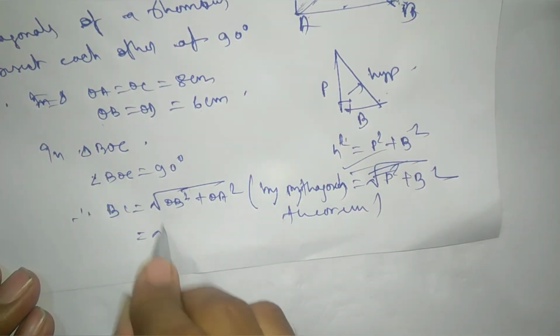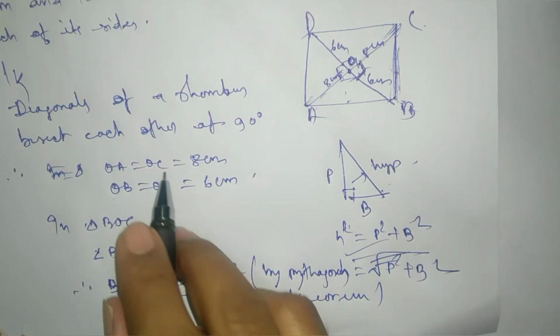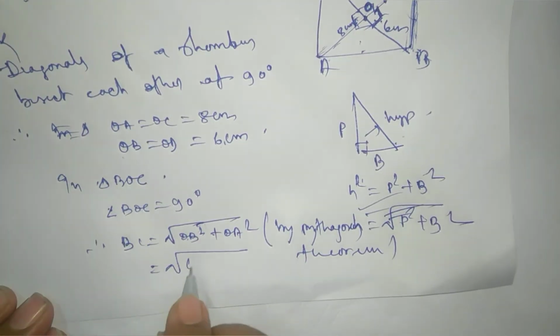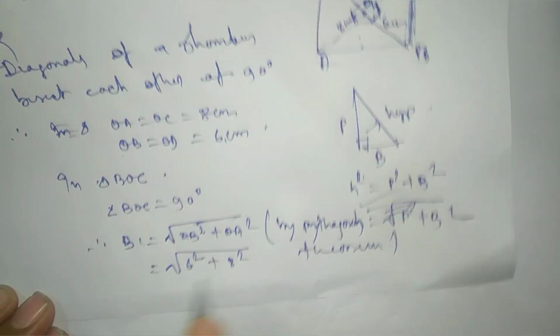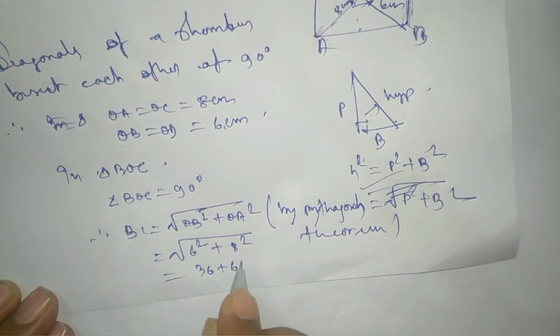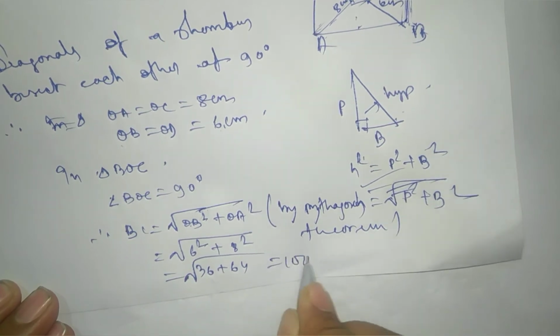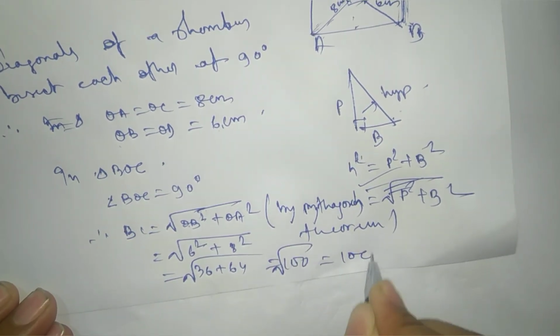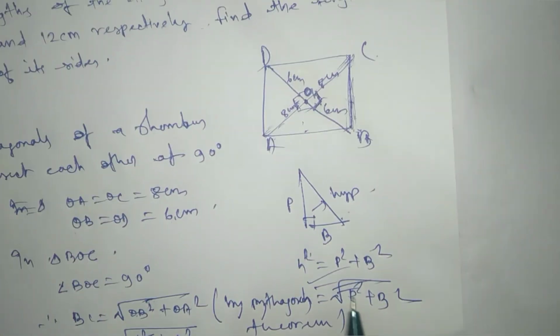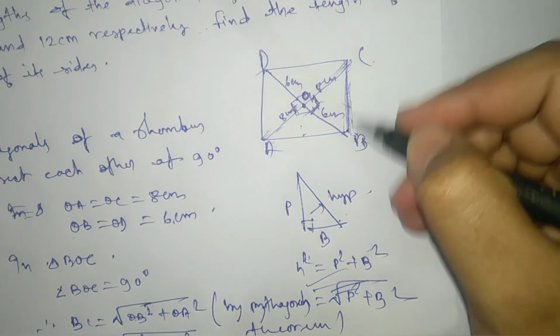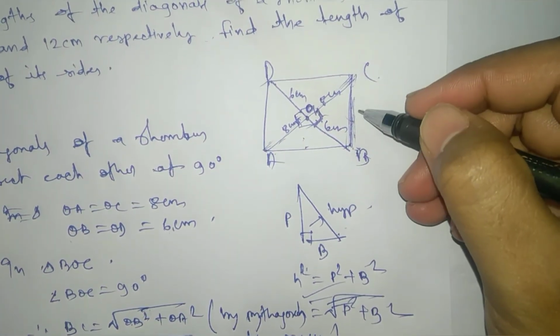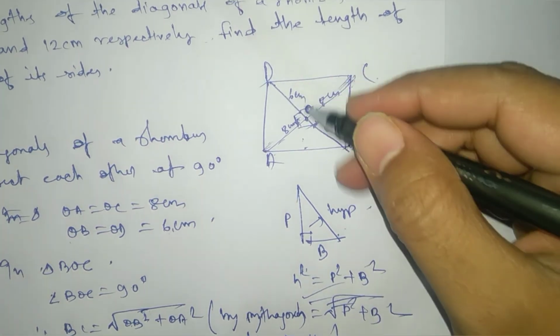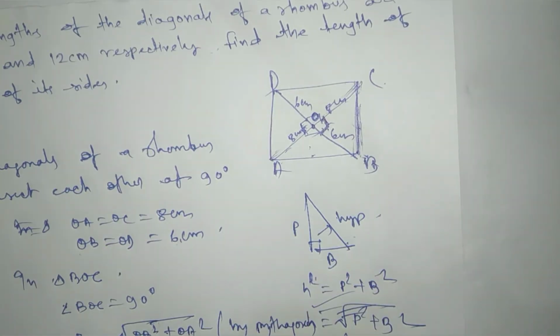Now we'll substitute the values. OB is 6 centimeters, so 6 square and 8 square gives 36 plus 64, and we get 100. Root over 100, and that is 10 centimeters. So your answer is BC equals 10 centimeters. So BC is the length of the rhombus, and we know that each side of a rhombus is equal. Therefore we get 10 centimeters.